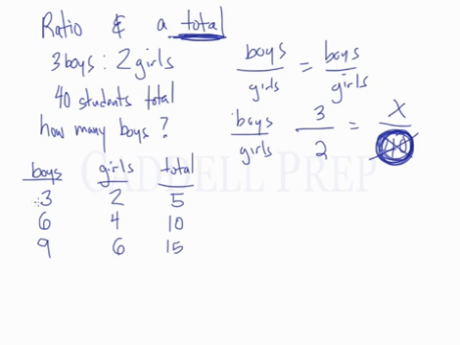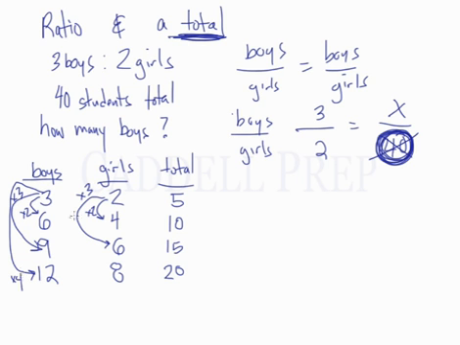If we multiply the original ratio by 4, we'll have 12 boys and 8 girls, so 20 total. So just to go over, this was times 2, times 2. This was times 3, times 3. And then this one was times 4, times 4.